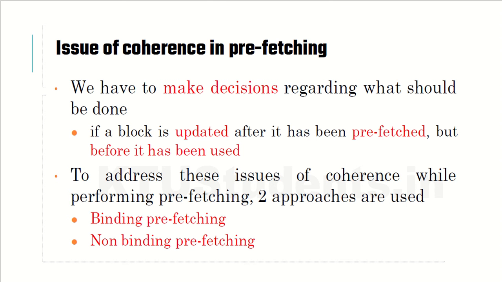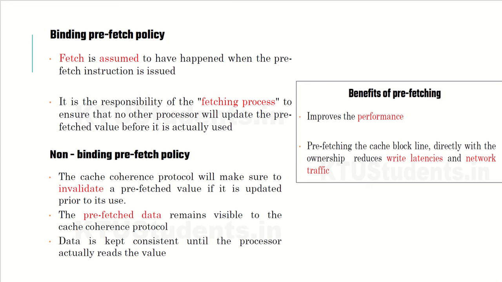Moving further, this is the explanation for binding prefetching and non-binding prefetching. As I said, the fetch is assumed to have happened when the prefetch instruction is issued, and it is the responsibility of the fetching process to ensure that no other process will update the prefetched value before it is actually used. So this makes sure that the data being prefetched is critical section data, making use of a locking mechanism. The data stays locked, or the memory location stays locked, until the execution of the instruction is complete.